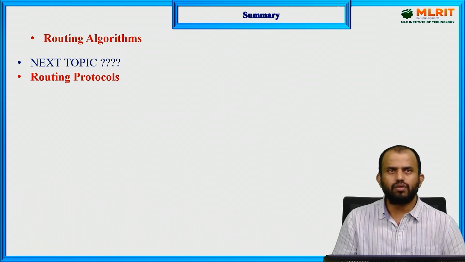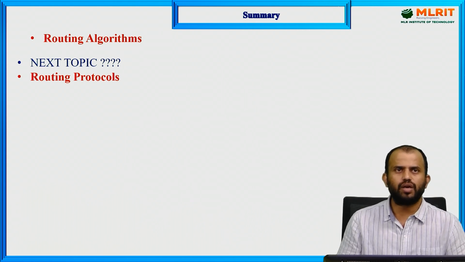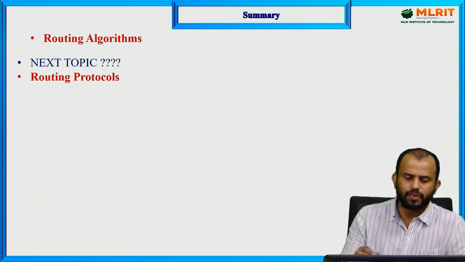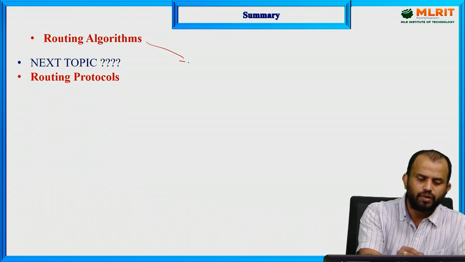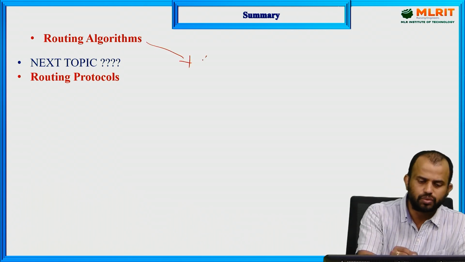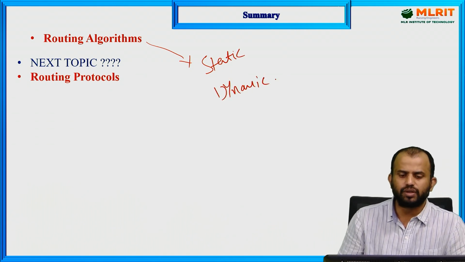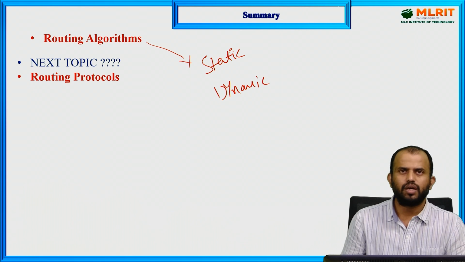So I conclude this session. In this session we analyzed what kinds of routing algorithms there are. Based on how information is transmitted from source to destination, we choose either a static algorithm or a dynamic algorithm. That feasibility we have, and that we call a routing algorithm.